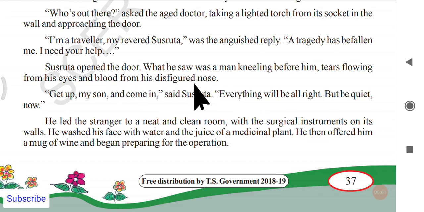And the blood from his disfigured nose. There was a lot of blood from his disfigured nose. Disfigured nose in the sense of an unshaped nose. For example, if the nose is cut halfway, that is called disfigured.